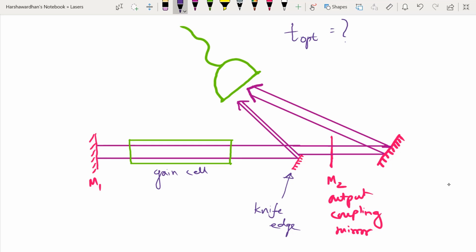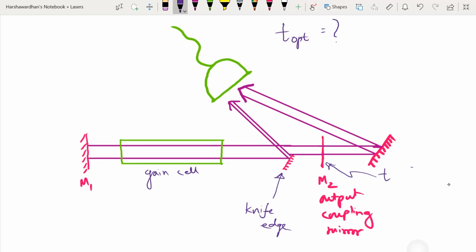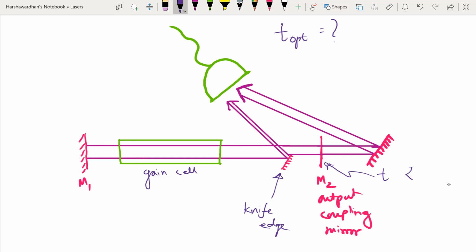And what I have done here is, for my output mirror, I have chosen a T which happens to be less than the T optimal, because I cannot vary my transmission coefficient continuously. So I have chosen my T at the moment, which is less than the T optimal.